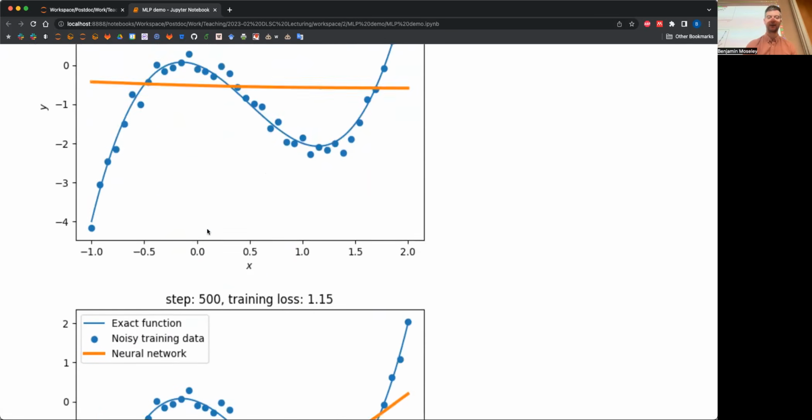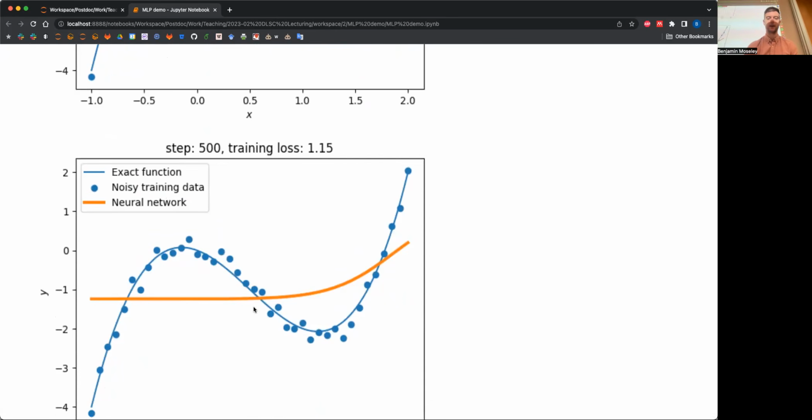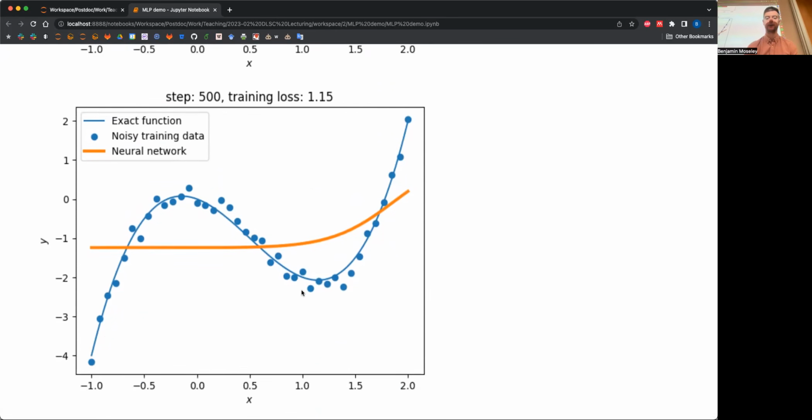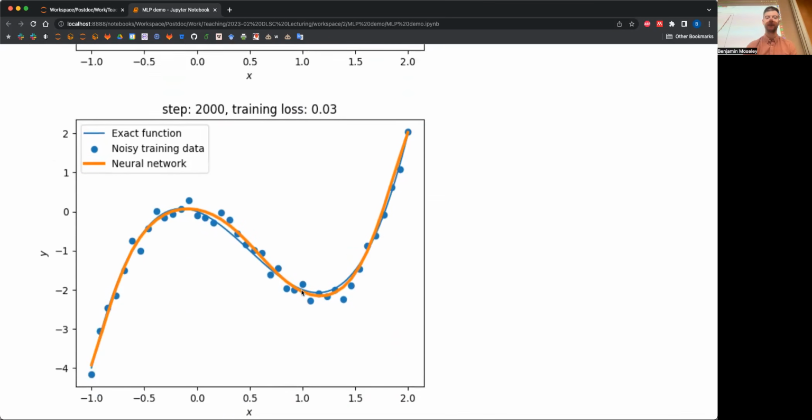So yeah, see, it starts off with a flat function here. And then as we increase the steps, we start learning the output of the network. And you can see how simple it is to code up backpropagation and train a neural network in very simple Python code. And hopefully you'll get some more experience with this in the tutorials next week as well.